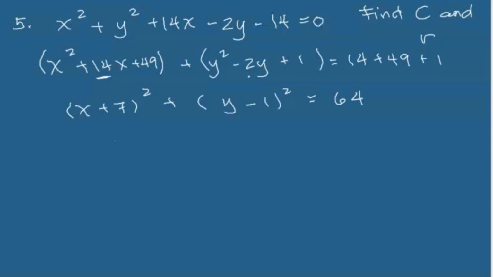So the center is equal to (h, k). This is h and this is k. So that would be negative 7 and positive 1, with a radius of, let's solve for radius. r squared is equal to 64. Square root of 64 is 8.